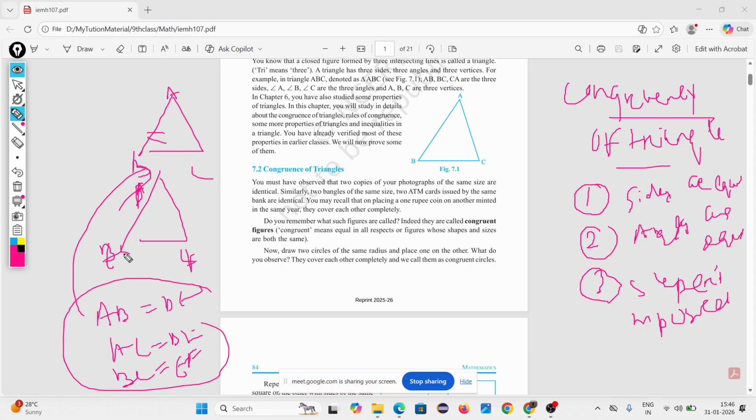Okay. Then the number 2, angles. Suppose angle A is equal to angle D, angle B equal to angle E, angle C equal to angle F. Here I can also say these two triangles are congruent. Then the third case, superimposed.